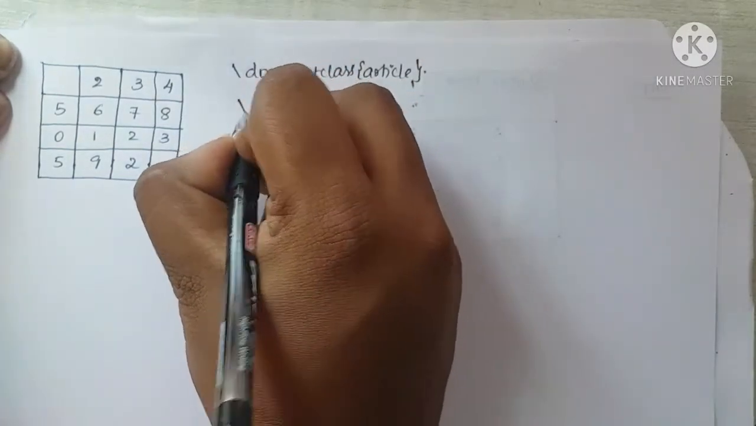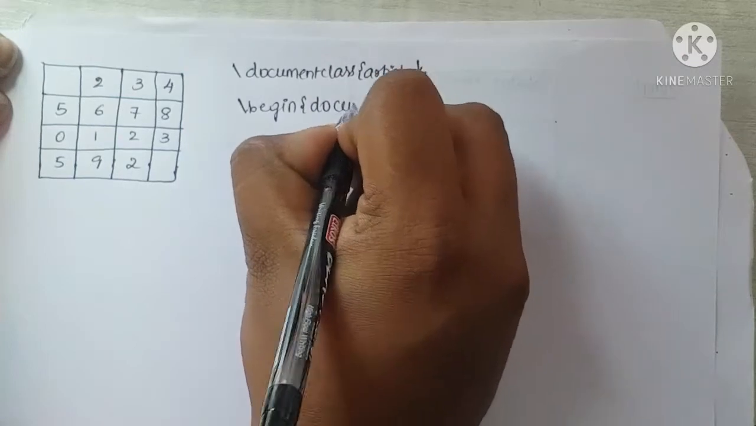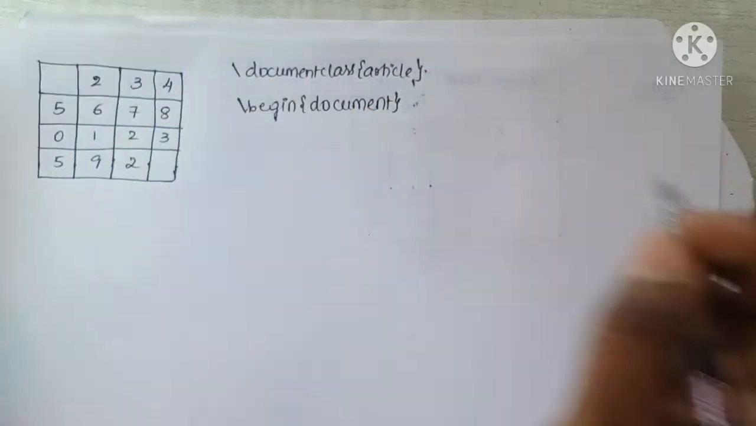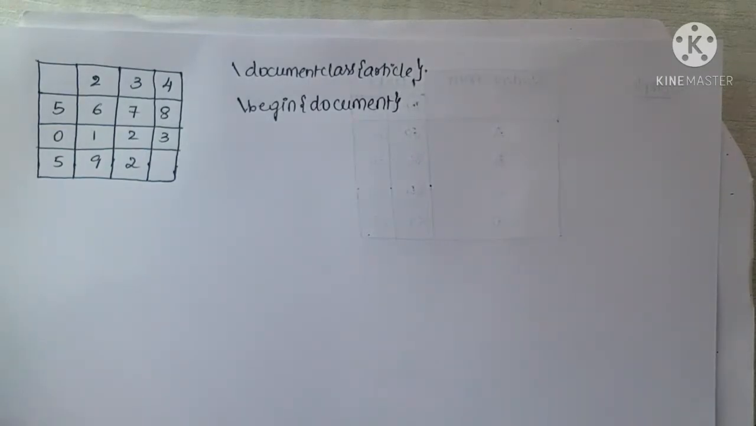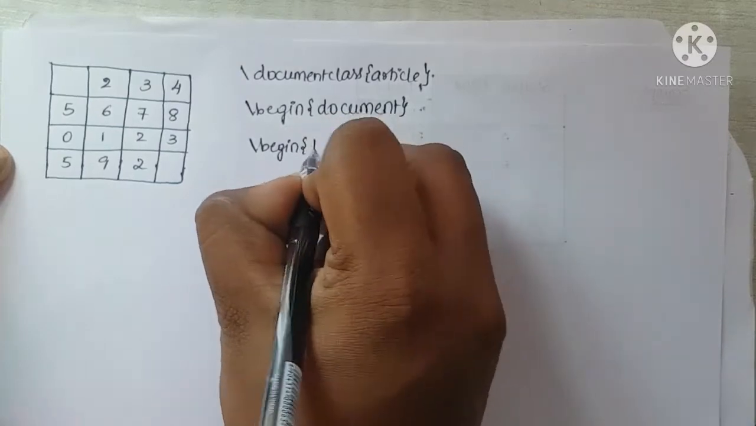So first of all I need to begin the document. So \begin{document}. In order to get the output in the center of the page, you can use \begin{center} here, or else you can use \begin{tabular} directly. You can take a choice. If you want the table to be in the center of the page, use \begin{center} here. I'm going to skip it. I'm going to start with \begin{tabular}.